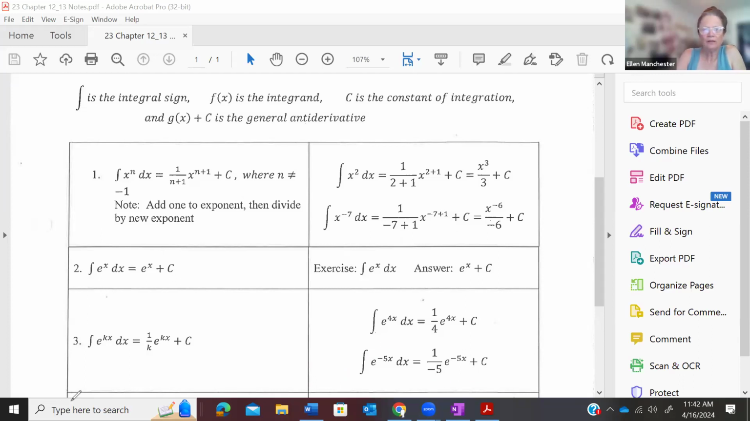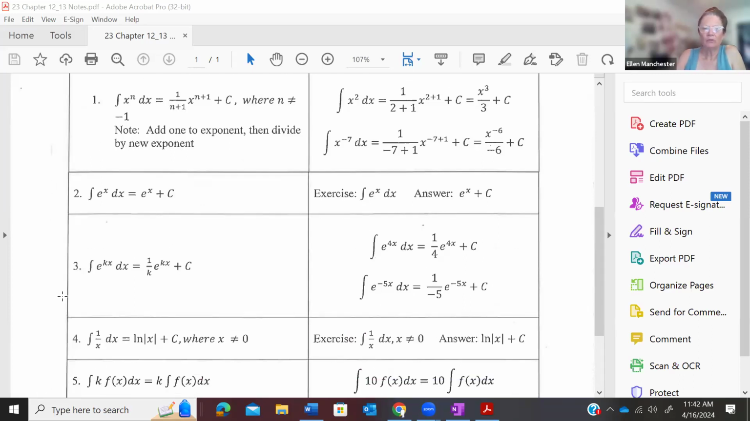The third one is going back to ln. So remember when I found the derivative, if I was finding the derivative of ln of x, that equaled 1/x. So again, we're just going in the opposite direction. So the antiderivative of 1/x is ln of absolute value of x.